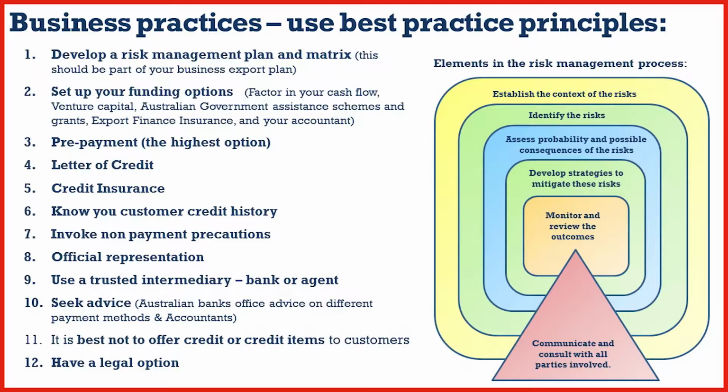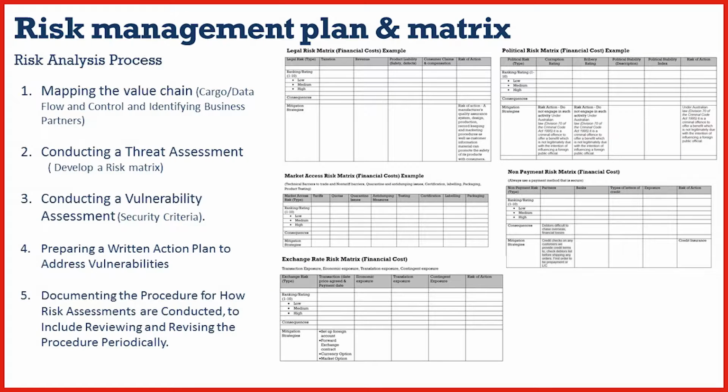There are usually 5 steps in the export risk management process. Step 1 is what is the context of risk? 2. Identify the hazards. 3. Assess the possible risks. 4. Determine the control measures. 5. Review the controls. Risk analysis process involves a mapping of the value chain.